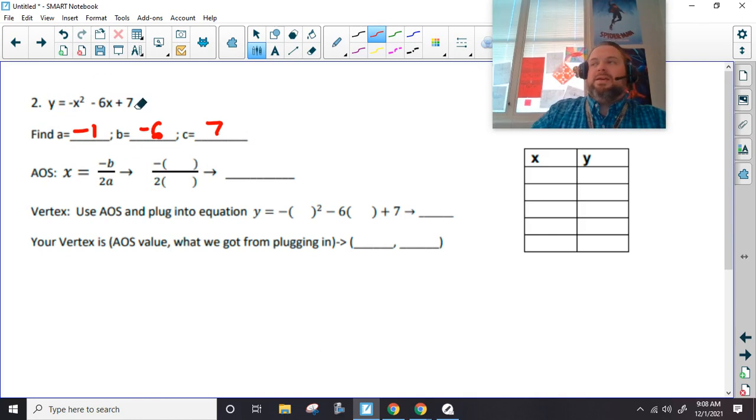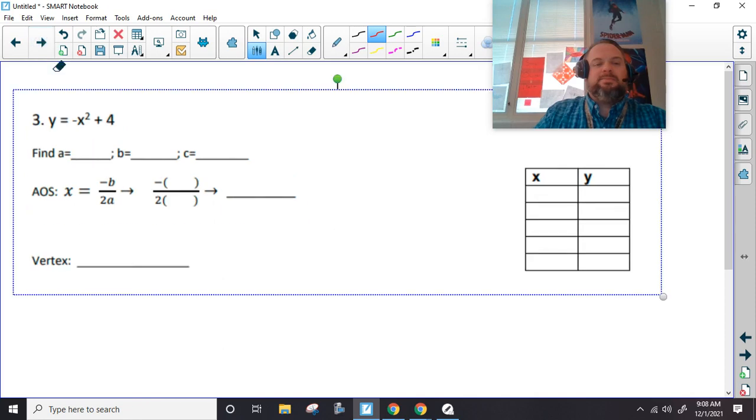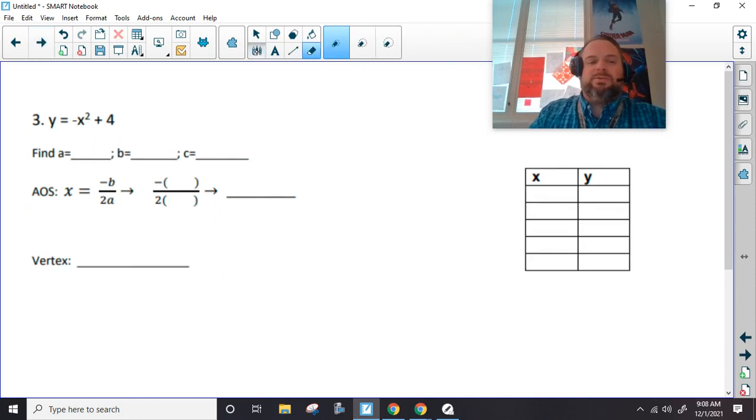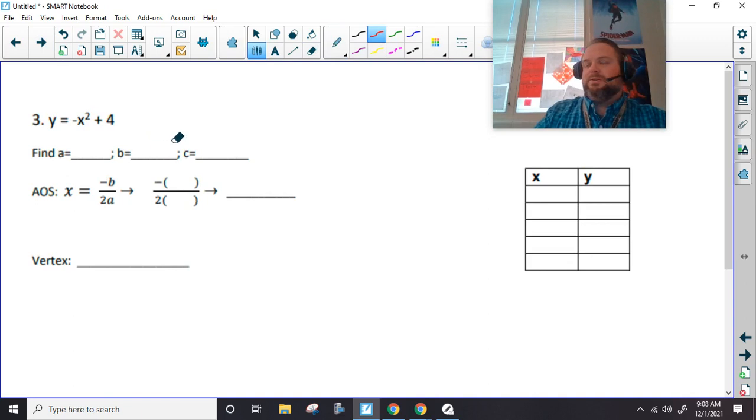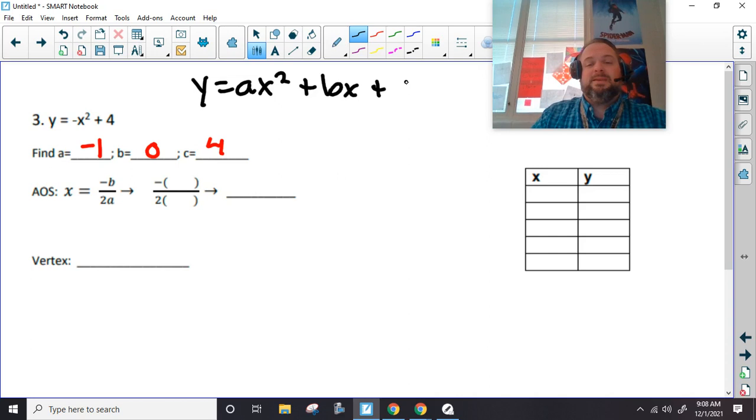All right. Let's look at number 3. This is the one I was really wanting y'all to go over before I turn y'all loose on it. What is my A on number 3? -1. What is my B? Who said 0? Very good. And my C is 4. And this is why. Remember, this is the form. Okay, there's not a term with the x right here, so that would be 0.